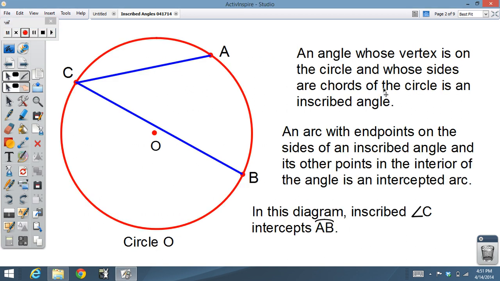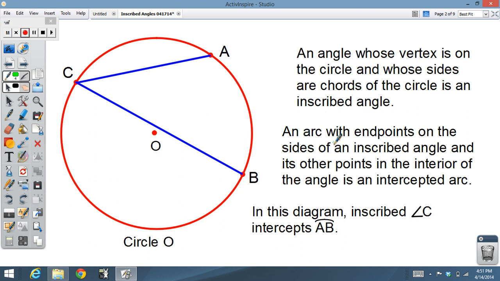All right, so an angle whose vertex is on the circle. Good color here. An angle whose vertex is on the circle. There we go, angle C. And whose sides are chords of the circle, right? Chord, chord. An angle whose vertex is on the circle and whose sides are chords of the circle is called an inscribed angle. So C is an inscribed angle.